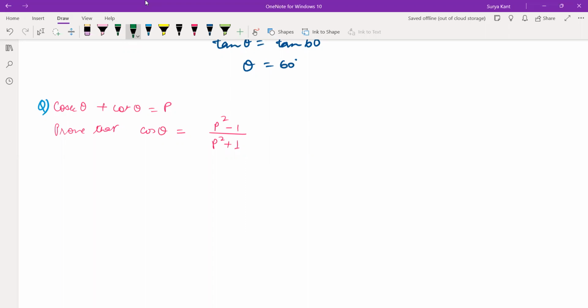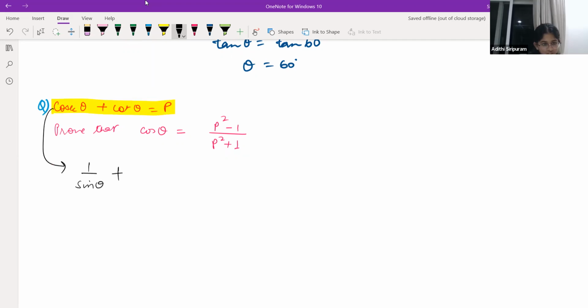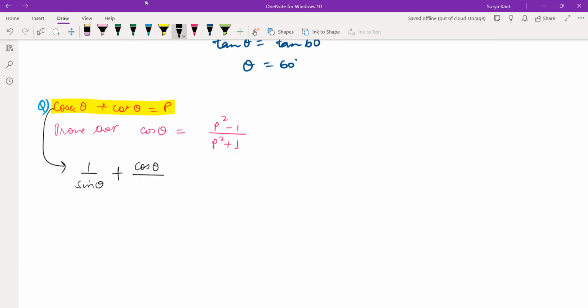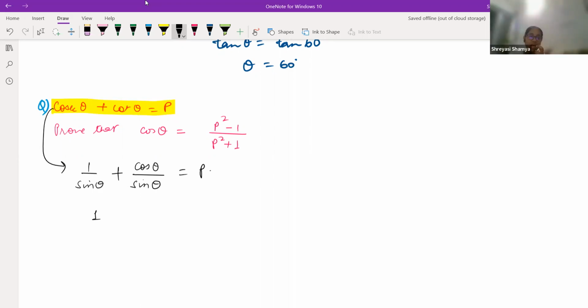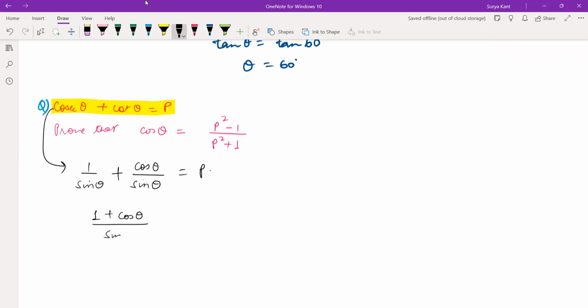So here question is cosec theta plus cot theta is equals to P. Then cos theta is equals to P square minus 1 divided by P square plus 1. So we have to just convert everything into what? Cos only, right? First, what we can write here is 1 by sine theta plus cos theta by sine theta is equals to P, right? So 1 plus cos theta by sine theta is equals to P.